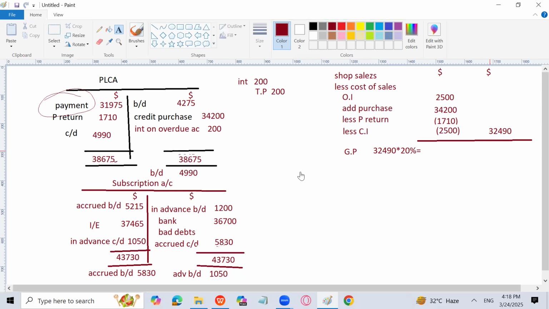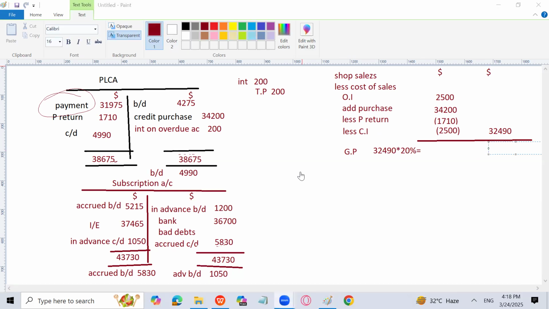That is going to be 6498. So 6498 is going to be the gross profit. Now you have to add 6498 in cost of sales to find the shop sales. So you can find the amount of shop sales is equal to cost of sales plus gross profit. You will get the amount of sales.